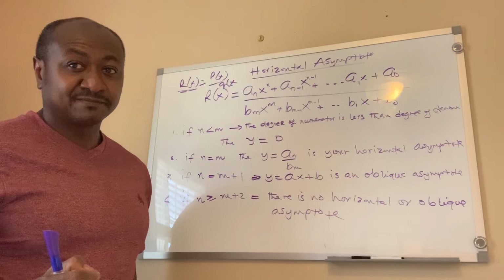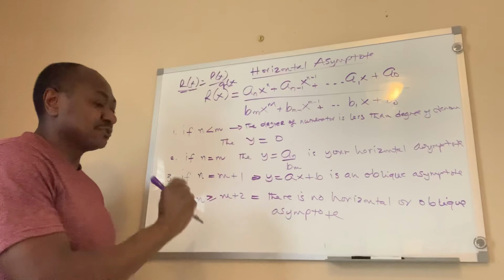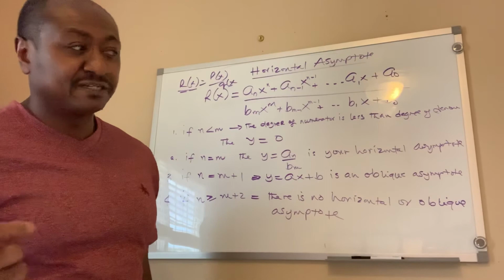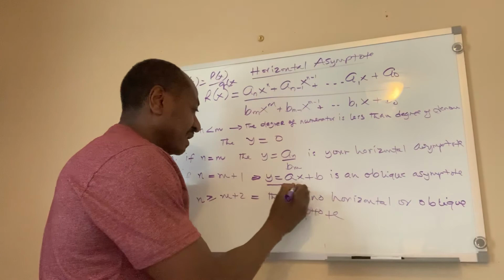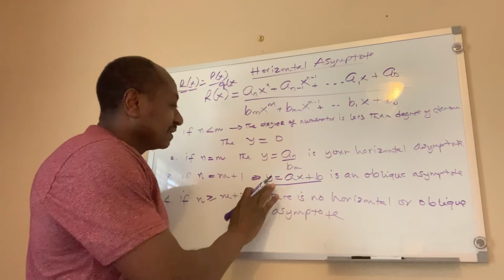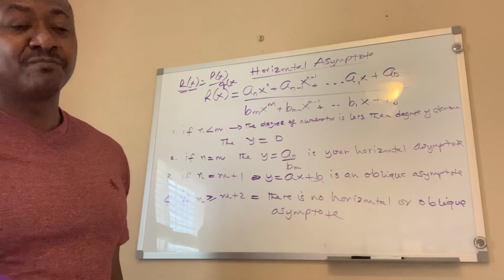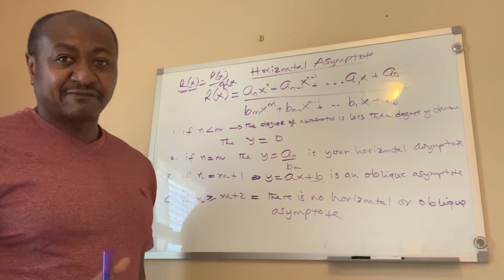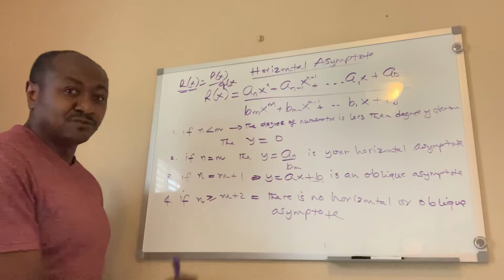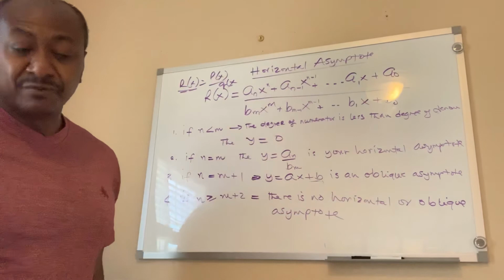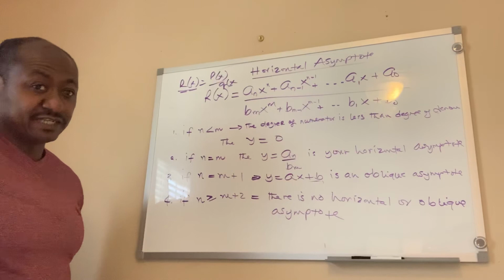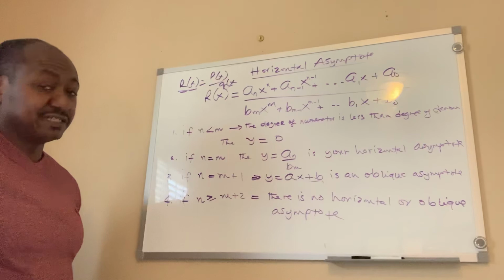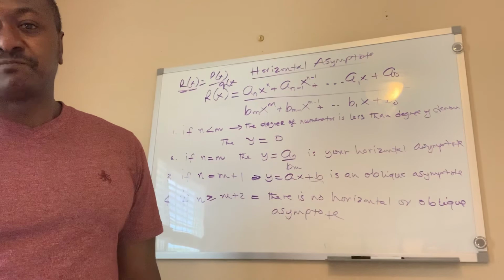Okay, now the condition where the degree of the numerator is exactly one more than the degree of the denominator, then we're saying the line y equals mx plus b, a linear function, is an oblique asymptote. And how do you find an oblique asymptote? You use the long division method to divide those two rational functions, and its quotient will be your oblique asymptote. Now, when the degree of the numerator is 2 or more greater than the degree of the denominator, then there is no horizontal or oblique asymptote. Okay, so let's look at some examples here.